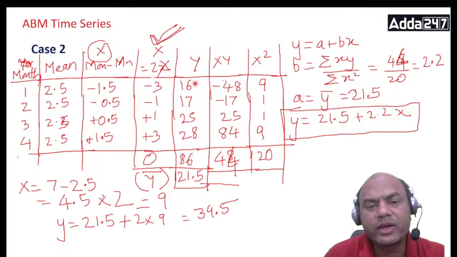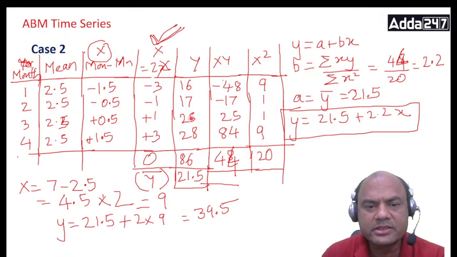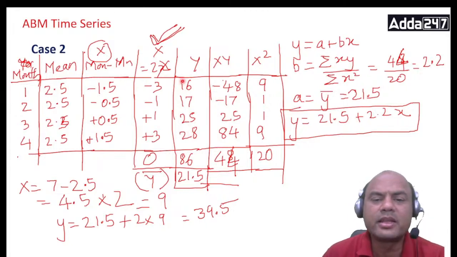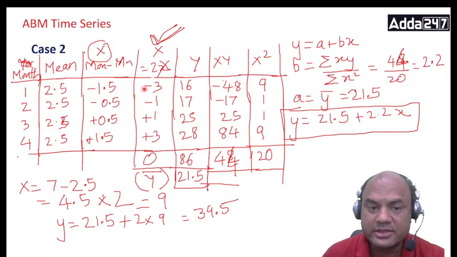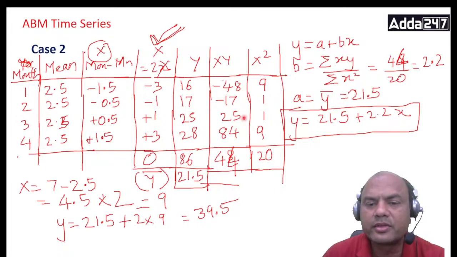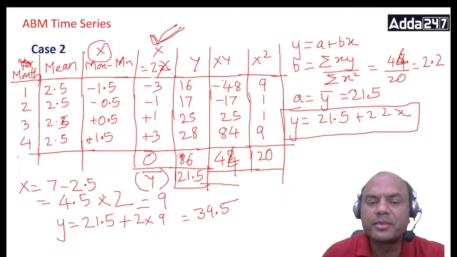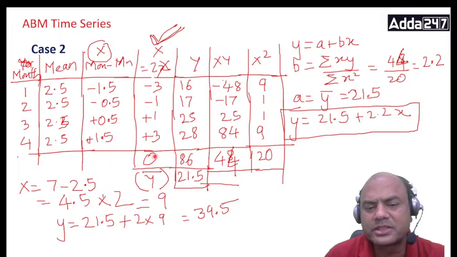Now write the y. Y is the same, whatever is given. What is given? See this: 16, 17, 25, 28. Now same logic. Logic doesn't change. So x into y. Multiply this. 16 into 3 is minus 48. Minus 17, plus 25, plus 84. X square: do the square of this. 9, 1, 1, 9. So the same thing is written over here. Now do the addition of all: summation x square, summation xy, summation y, and summation x is obviously 0.